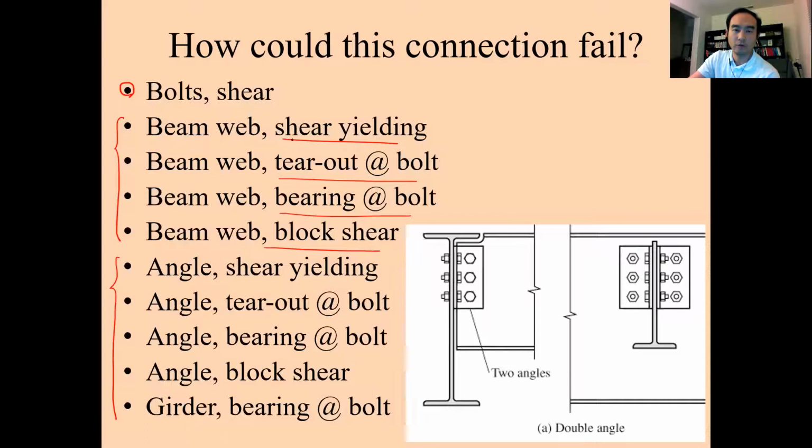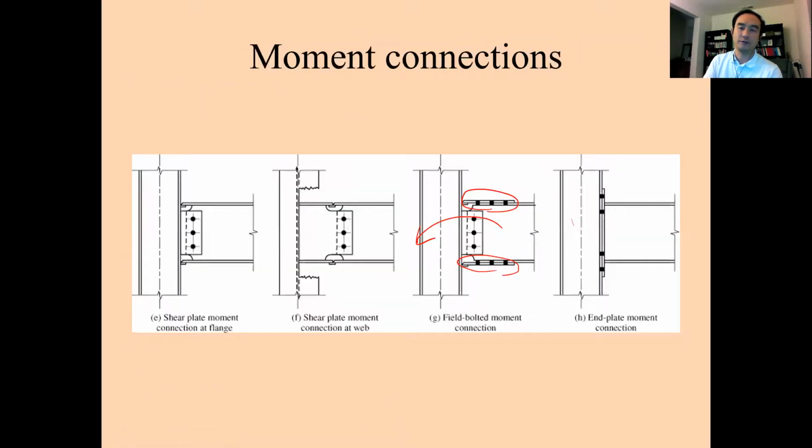Block shear failure, of course, and shear yielding and tear out around the bolted connections, and the bearing failure around the bolted connections. I'm going to talk about tear out failure and the bearing failure in a minute. And we can do the same failure mechanism checks on these angles. So these are all possible failure mechanisms, and as a designer, you have to go through the capacity and demand check for all of these to make sure your connection is safe enough.